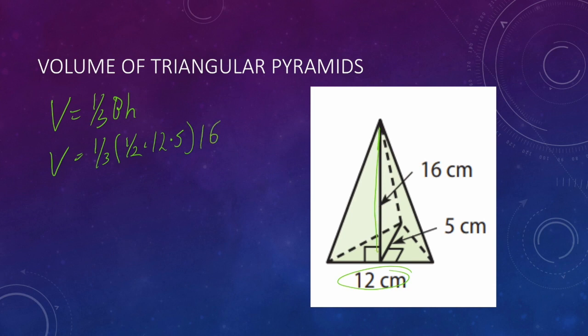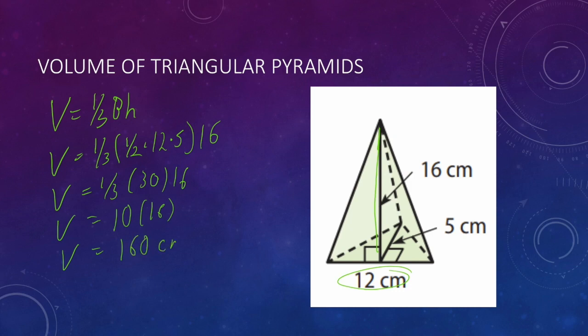Now we have to go through and do our math. 1/3, half of 12 is 6. 6 times 5 is 30. So 30 times 16. And now, it's a little bit easier here because 1/3 of 30 is 10, times 16. So our volume here is 160 centimeters cubed.